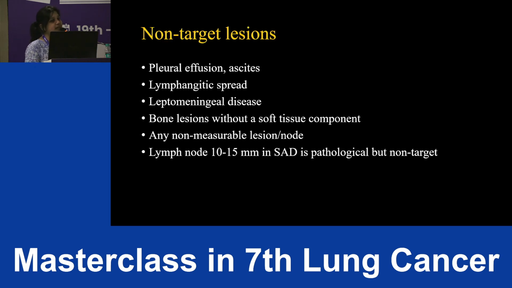What are the non-target lesions? Anything which is non-measurable: pleural effusion, ascites, lymphangitic spread, leptomeningeal disease, bone lesions without a soft tissue component. A lymph node between 10 and 15 millimeters in short axis is pathological but non-target.